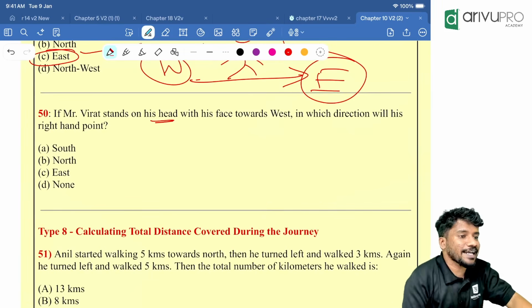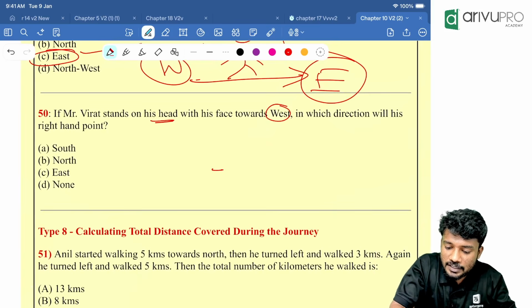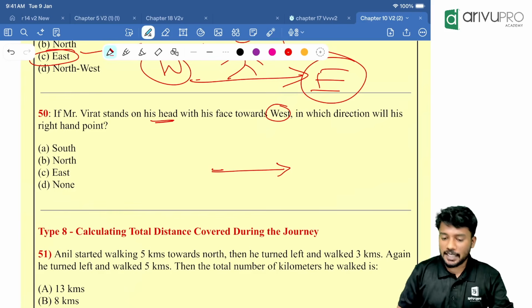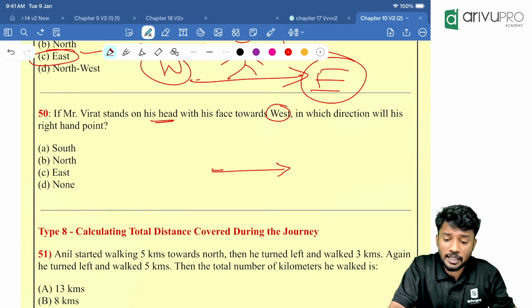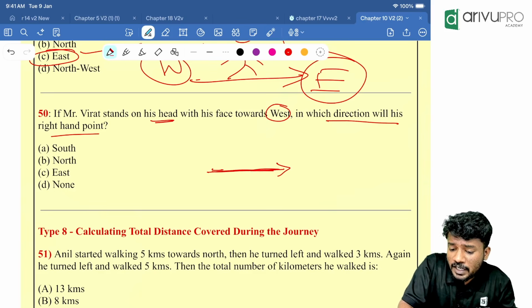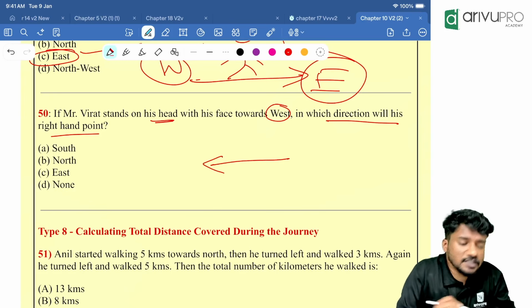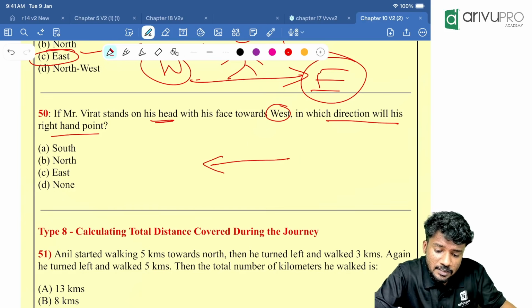Virat stands on his head. Okay, Virat is standing on head and faces west. So Virat is facing which direction? The west direction. And normally he is looking at that. In which direction will the right hand point? People, if Virat is standing towards which direction? West direction, right? If Virat is looking towards west direction, his right hand will be where?